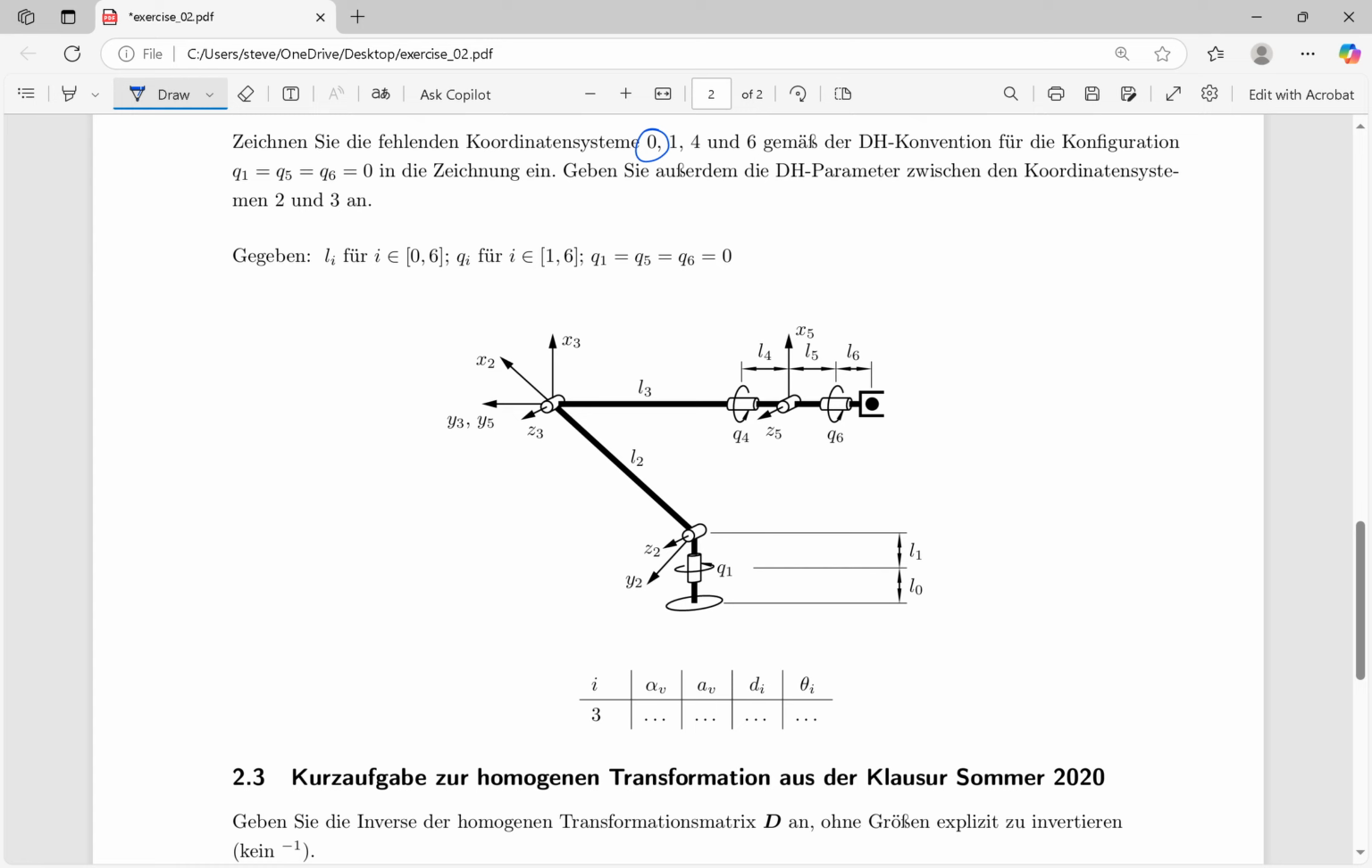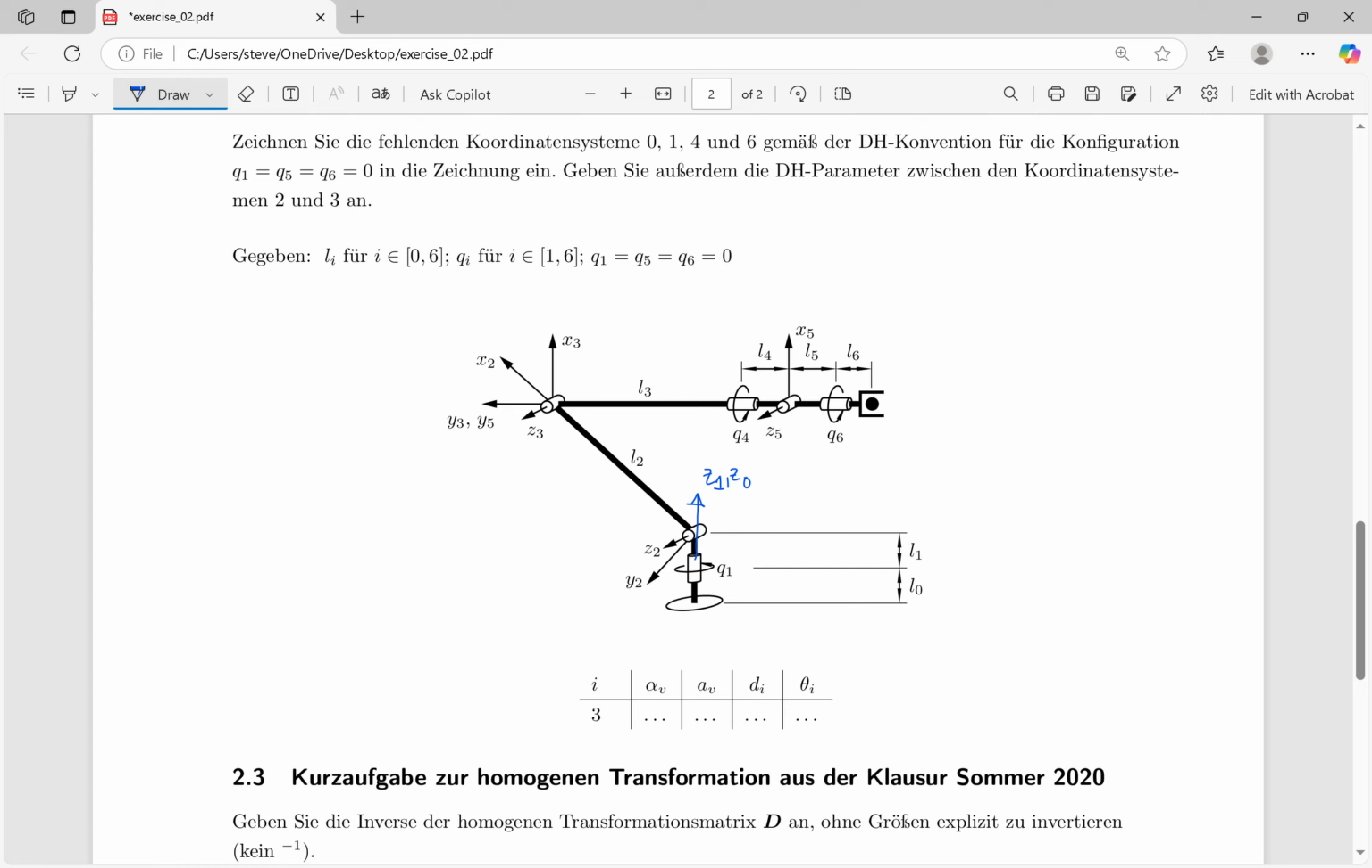So, let's begin with axis 0. And for axis 0, we have to actually look for axis 1, because by definition they should line up as much as possible. We should also confirm that Q1 is 0, so in this case, axis 1 and axis 0 is perfectly aligned. And we know that the Z1 axis is right here, because it has to align with the rotation axis of Q1. And this is also Z0.